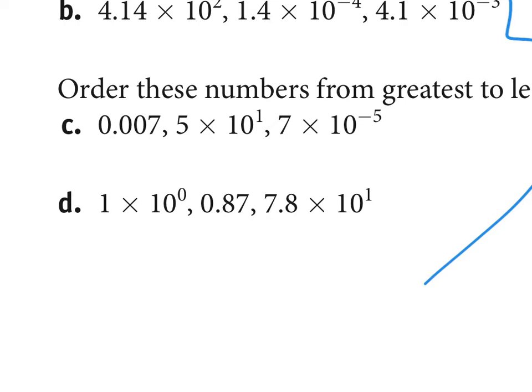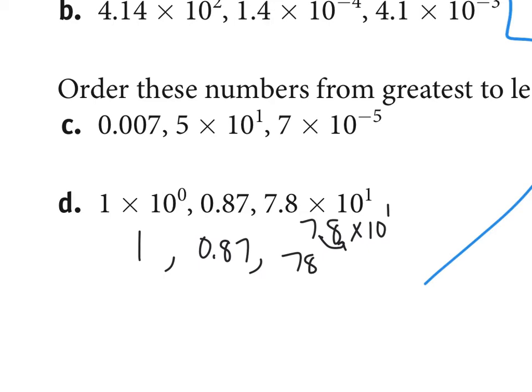So 1 times 10 to the 0 power again is just 1. The 0.87, that's already in standard form. And then 7.8 times 10 to the first means we're going to move that decimal 1 time to the right. So that number is going to be 78.